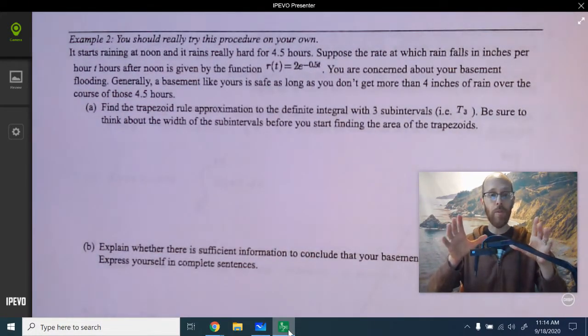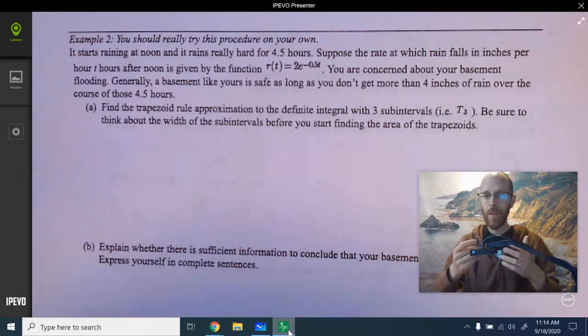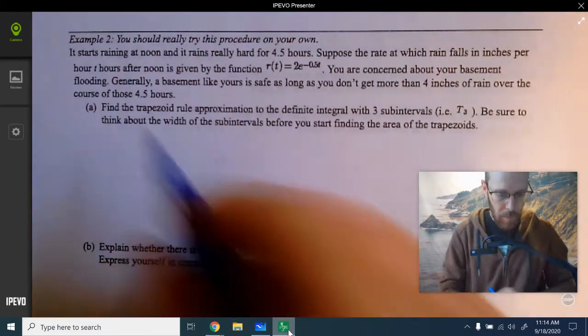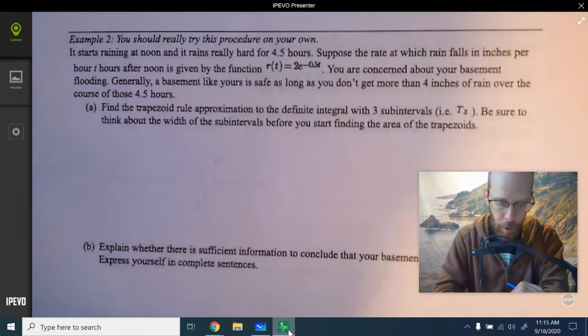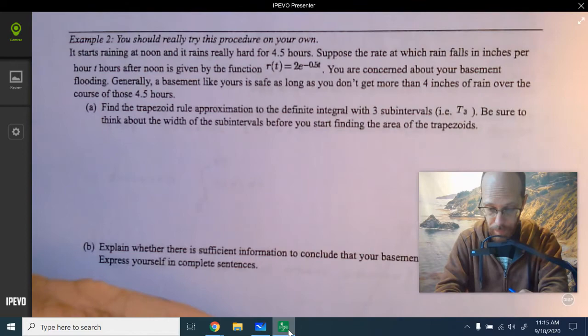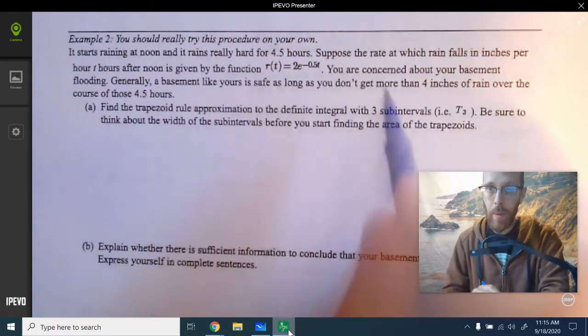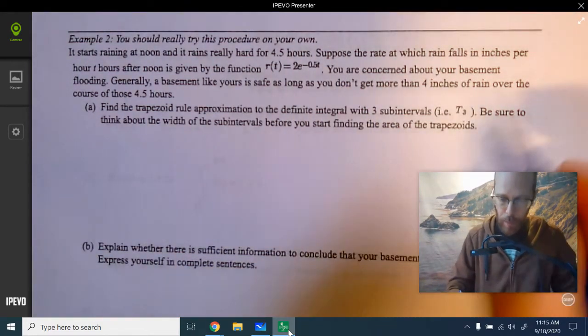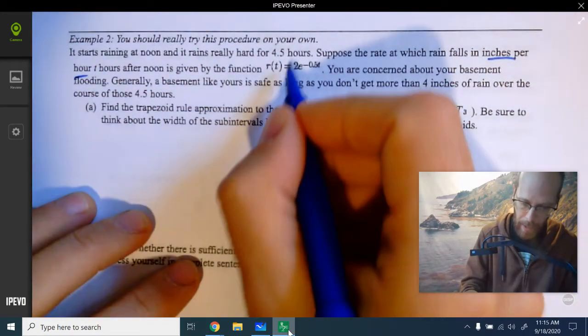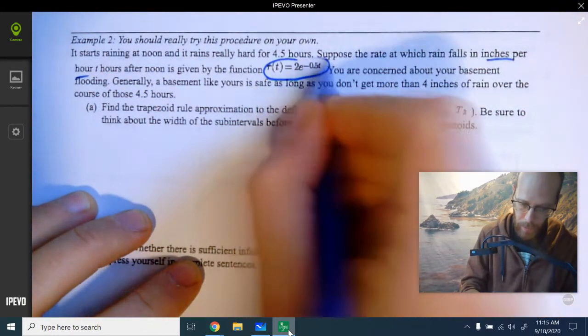I am going to talk about example number 2. Felt like you could probably use one more example. So here we go. It starts raining at noon and it rains really hard for 4.5 hours. Suppose the rate at which rain falls in inches per hour, t hours after noon, is given by this function.